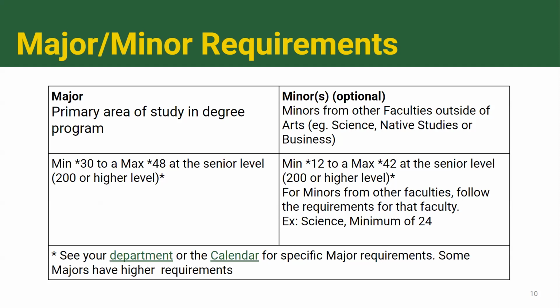With minors, because they are not your primary area of study, you don't have to take as many courses. So you need a minimum of 20 credits to a maximum of 42 credits at the senior level. Again, senior level is 200 or higher. And for minors from other faculties, follow the requirements from that faculty. So for instance, if you're doing a minor from science, there is a minimum of 24 credits required to complete that minor. All of these major and minor requirements can be found on department websites or the calendar as noted here in the presentation for specific course requirements and etc.